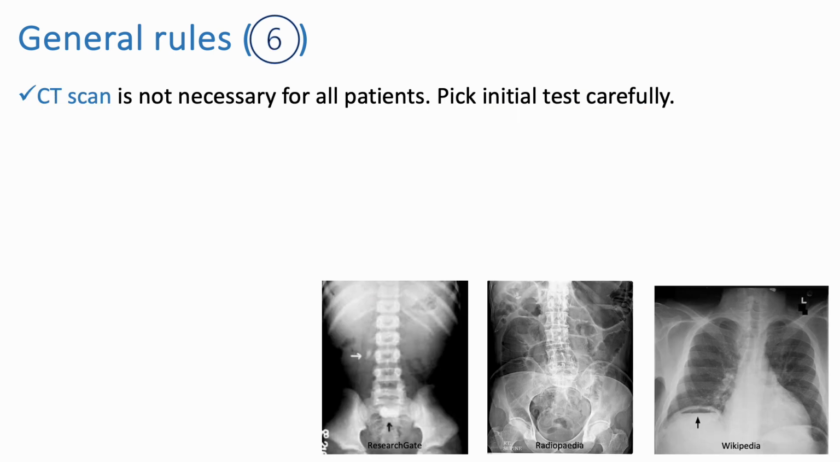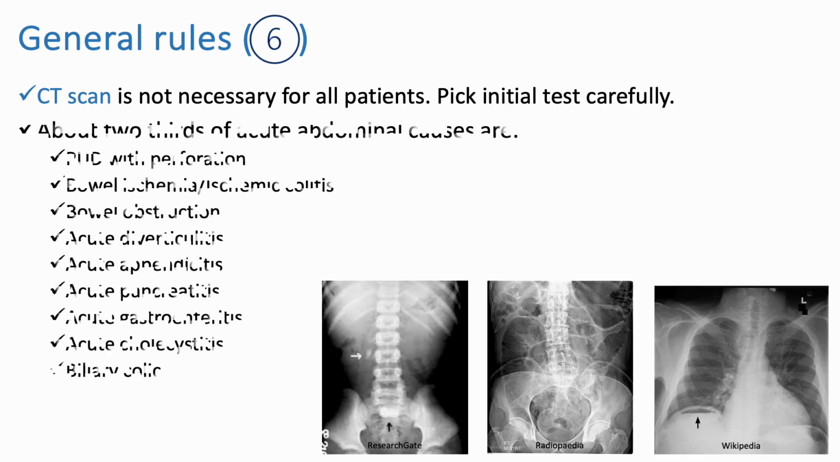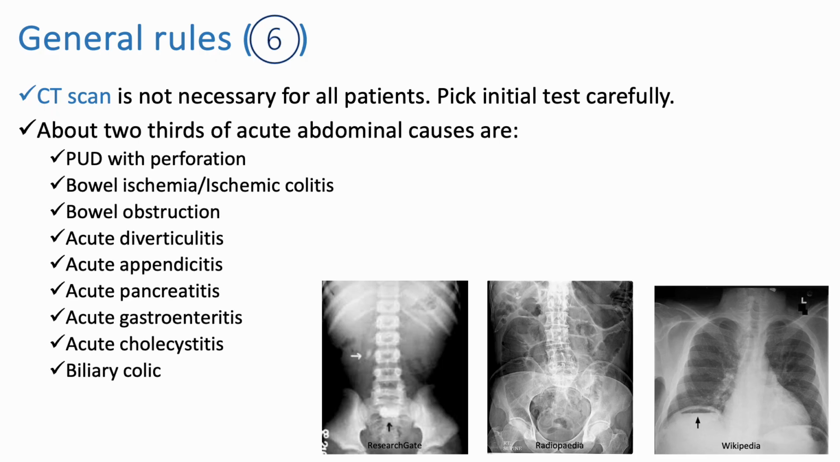The last rule is about investigation and imaging. As you know, you really need to pick the initial test carefully after careful history and careful examination, number 1 and number 2 rules. And you don't really need a CT scan in every single patient with abdominal pain or acute abdomen, right? In fact, about 2/3 of abdominal causes are usually caused by these pathologies: peptic ulcer disease, with or without complications, bowel ischemia, ischemic colitis, bowel obstruction, acute diverticulitis, acute appendicitis, acute pancreatitis, gastroenteritis, acute cholecystitis, or biliary colic.